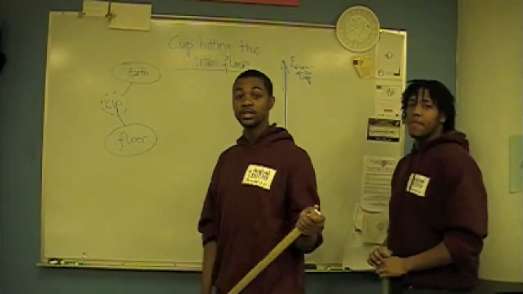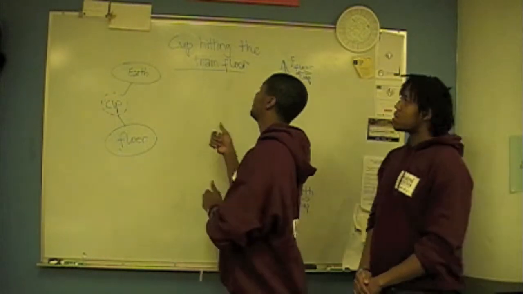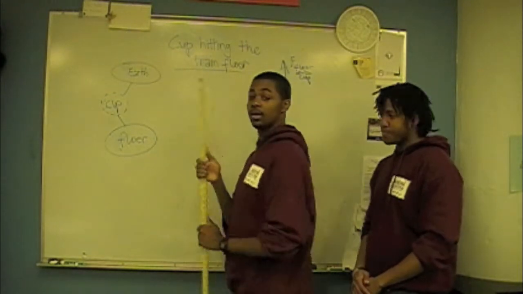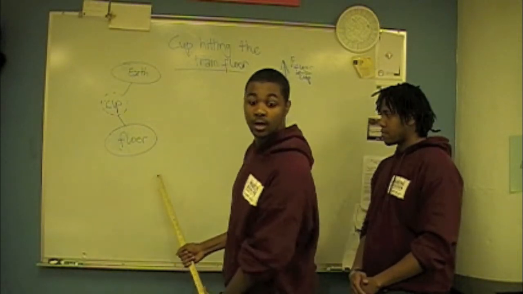Here is our system schema for all the forces acting on a cup and the liquid inside of it, for a cup hitting the train floor. Here we have Earth representing gravity and the floor.